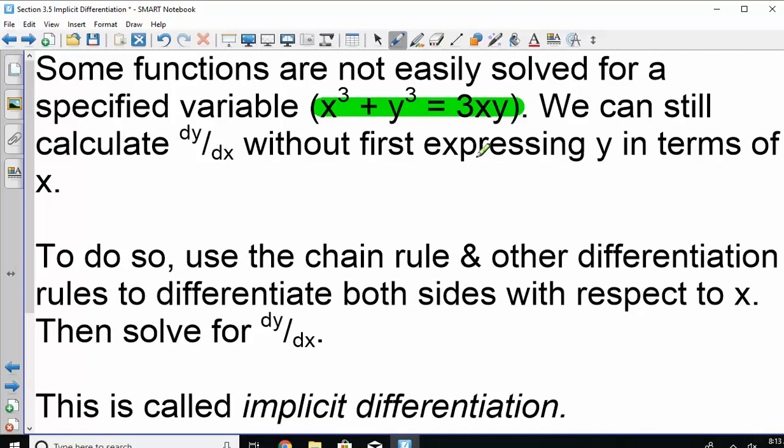So, we can still do the derivative, but our approach is going to have to change. We can't just make it a y equals here. Instead, we're going to use all of our other differentiation rules within this, but whenever we take the derivative of a y, we're going to write dy dx. That's the idea of implicit differentiation. In general, you can only do the derivative of one variable at a time. This process allows us to do the derivative of more than one thing.